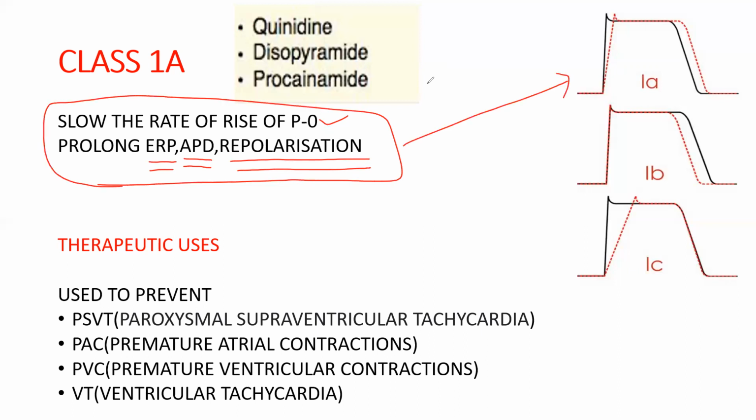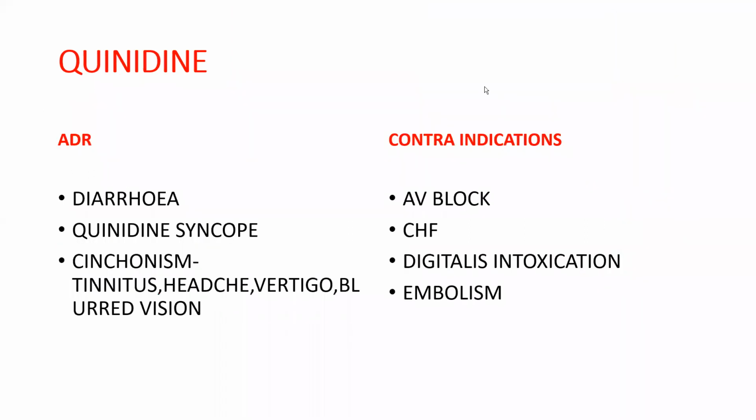What are the therapeutic uses? First, we'll discuss therapeutic uses and then go to individual drugs. These are used to prevent paroxysmal supraventricular tachycardia, premature atrial contractions, premature ventricular contractions, and ventricular tachycardia. Coming to quinidine, the uses are those four, and for ADRs, diarrhea is the most common ADR for quinidine.